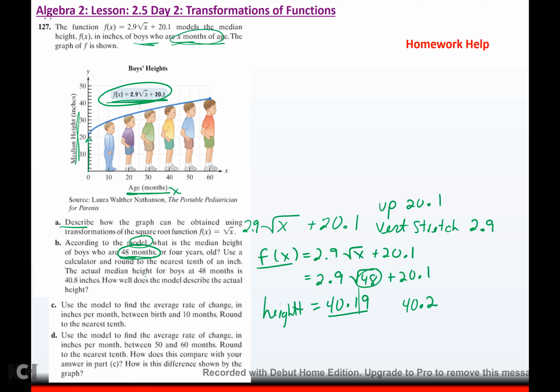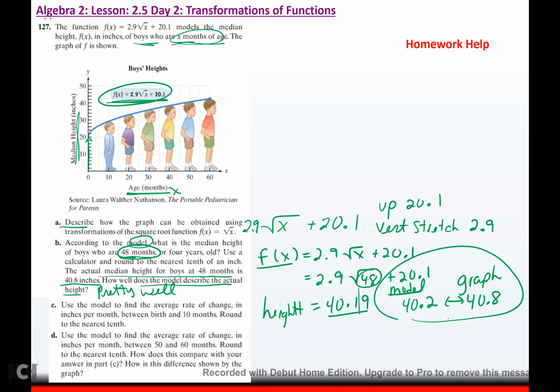Okay, and it says the actual median height for boys at 48 months is 40.8. How well does the model describe the actual height? Well, the graph says 40.8. The model, the algebra, says 40.2. They're pretty close. So how well? Pretty well, because those are really close together.